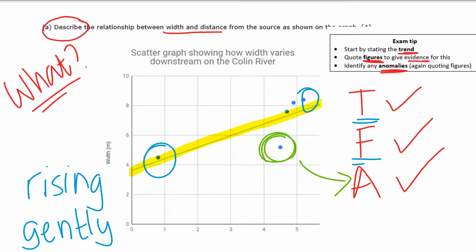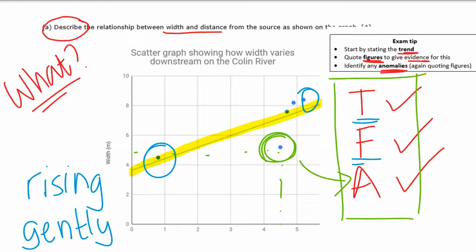And again, what you'll need to do is to quote figures. There's your distance from the source, and you get those across. So that is your description. Trend, figures, and anomalies, if they exist. Anomalies don't always exist, but if they exist, you need to point them out.